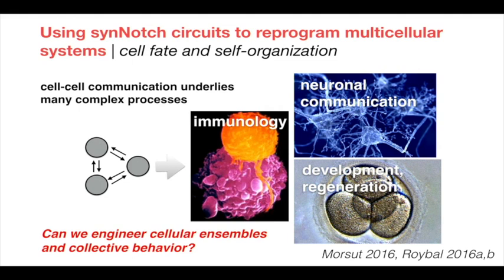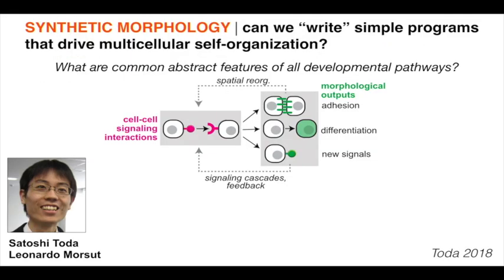We view this from the cellular perspective. These are not all that different. They all involve communication and self-organization, but they still use the same sorts of tools. So Satoshi Toda is another postdoc who wanted to ask whether we could write simple programs using these tools. When we step back, what are the common abstract features of almost all developmental pathways?